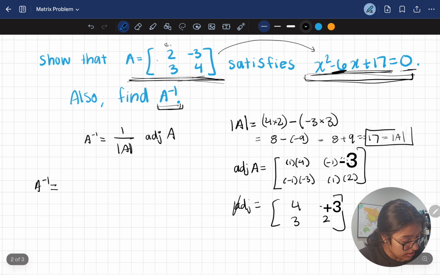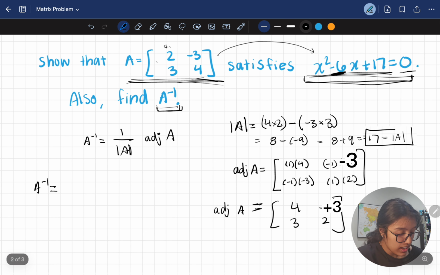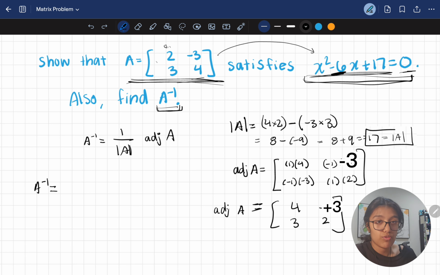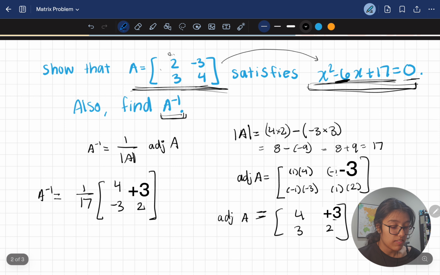Now this is not just supposed to be an adjoint, it's an adjoint of which matrix? The A matrix. So don't just write adjoint, you have to specify which matrix you're taking the adjoint of. So we have the adjoint of A. Now we can just plug it back into this inverse formula, saying that 1 over the determinant is 1 over 17, times the adjoint of this matrix, which is [4, negative 3, negative 3, 2]. That seems to be the end of the problem. We were able to satisfy this condition, saying that the left-hand side is equal to the right-hand side, and we were also able to find the inverse of this square matrix of order 2.